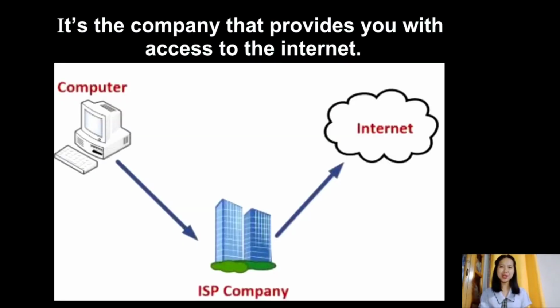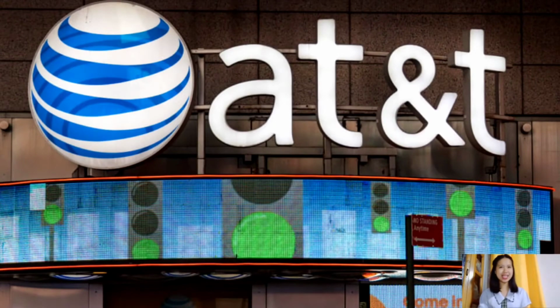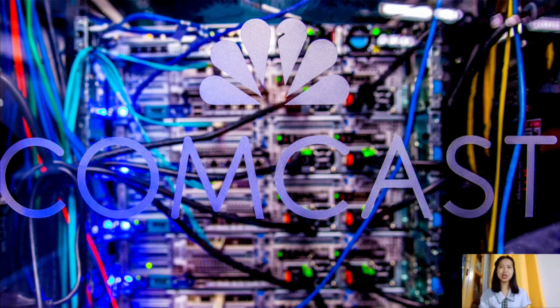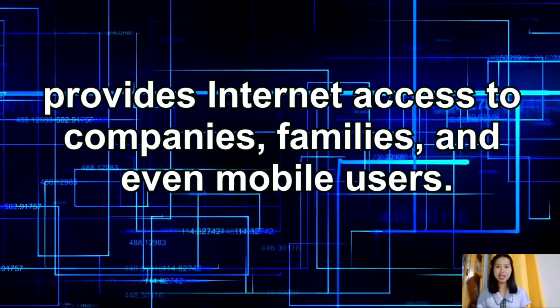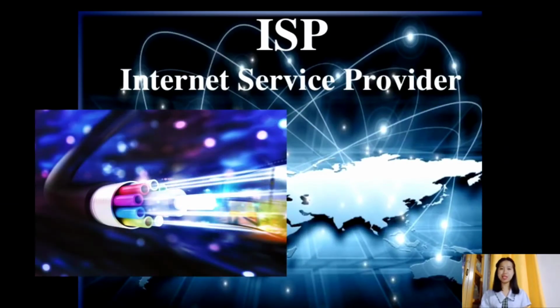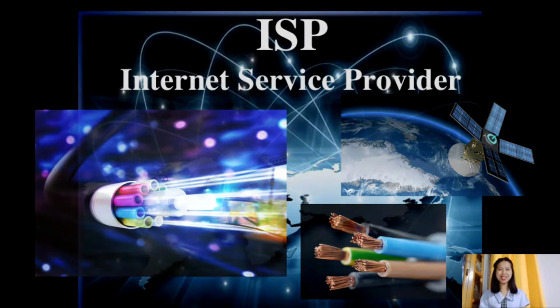And next is the ISP, or Internet Service Provider. It is the company that provides you with access to the internet. An internet service provider is a company such as AT&T, Verizon, Comcast, or Bright House that provides internet access to companies, families, and even mobile users. ISPs use fiber optics, satellite, copper wire, and other forms to provide internet access to their customers.